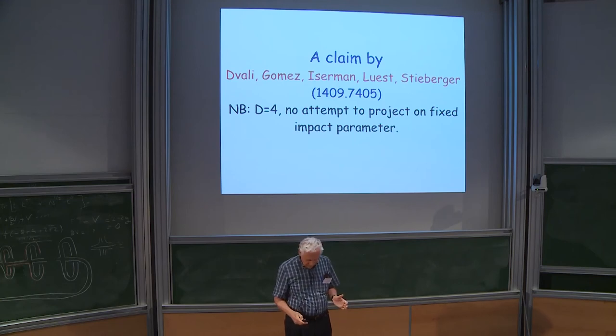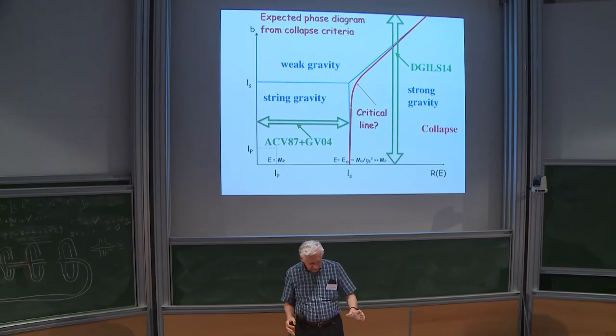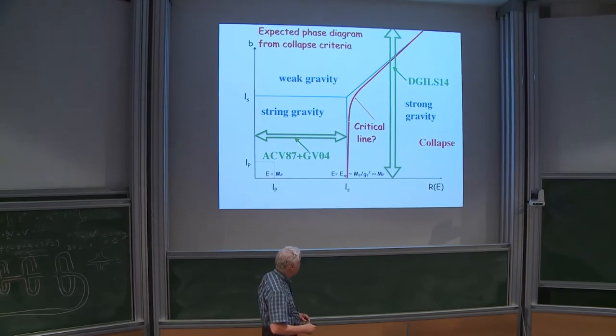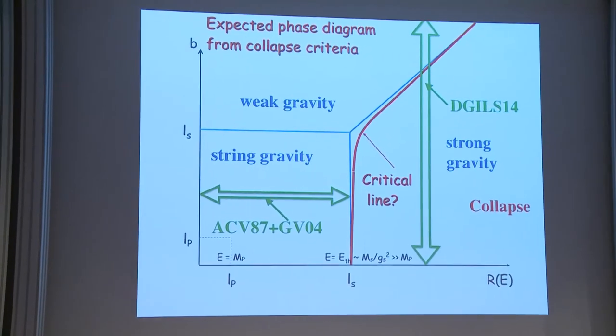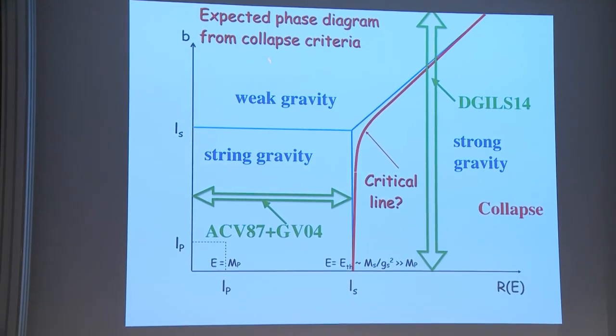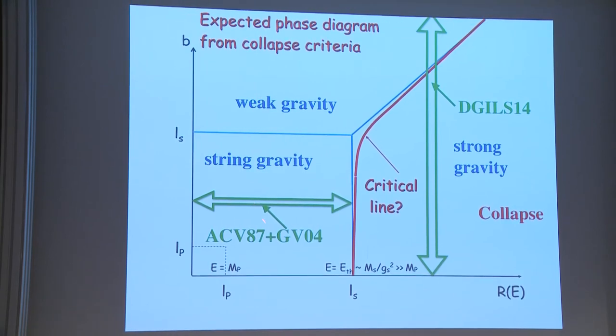No attempt is made to project on a fixed impact parameter or a fixed partial wave. If you want, I didn't show this before, but in a plane in which you have the energy and the impact parameter of the collision, with Amati and Ciafaloni we were always discussing different regimes in this plane. Now they integrate over impact parameter, so they look at the whole thing, hopefully also picking up contributions from this right region, which is where classically you expect collapse. This is the rather standard picture.